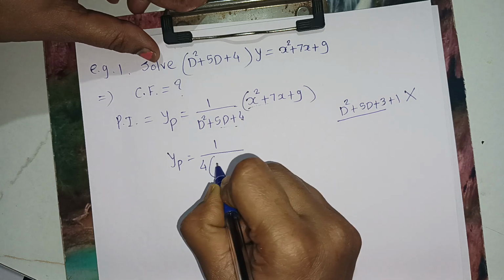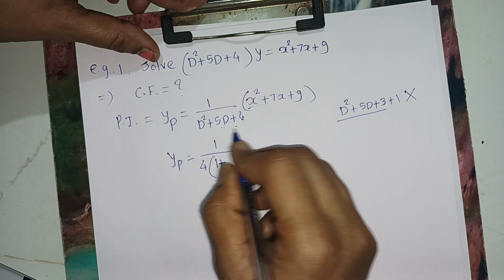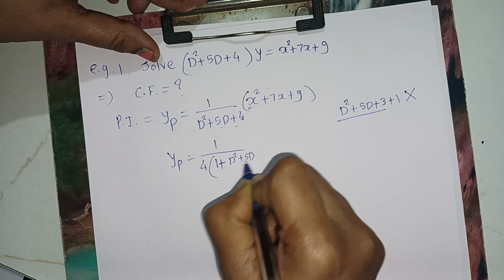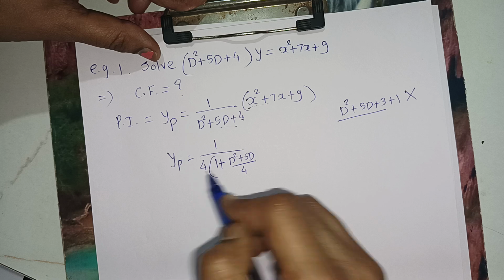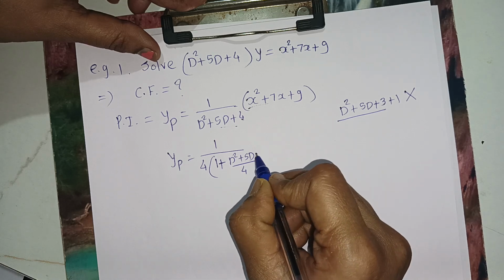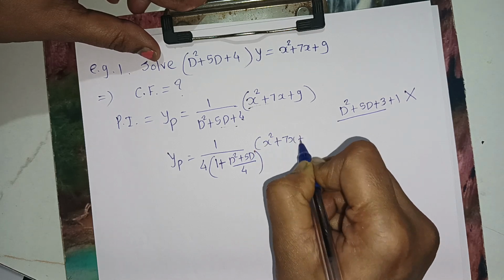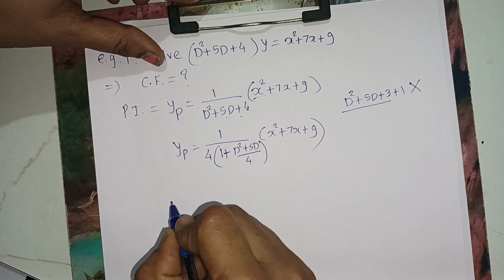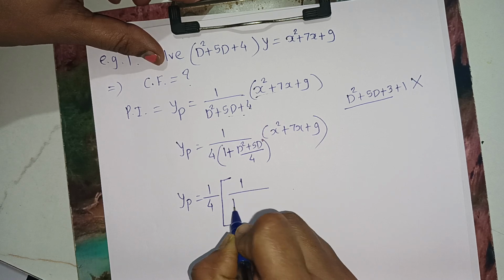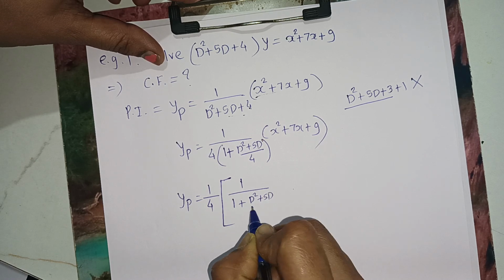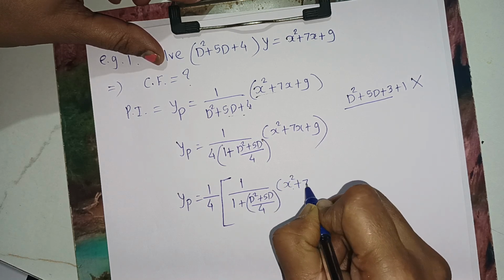So after taking 4 in common, you will have 1 plus, writing this 1 at first place, and then d square plus 5d divided by 4, because you don't have 4 as a multiple in this case, so we have to divide. We are taking 4 in common, so we divide d square by 4 plus 5d by 4, operating on x square plus 7x plus 9. Now yp is equal to, taking this 1 by 4 outside, 1 by 1 plus d square plus 5d by 4, operating on x square plus 7x plus 9.